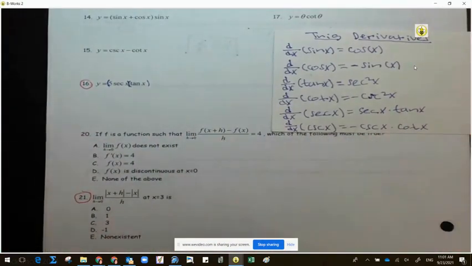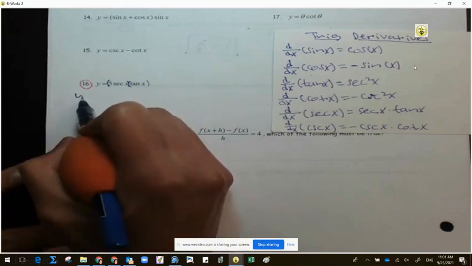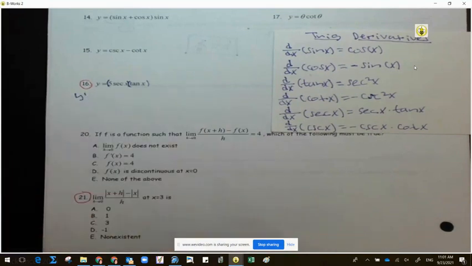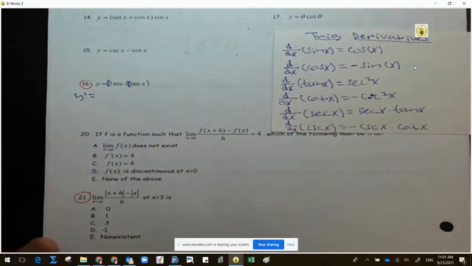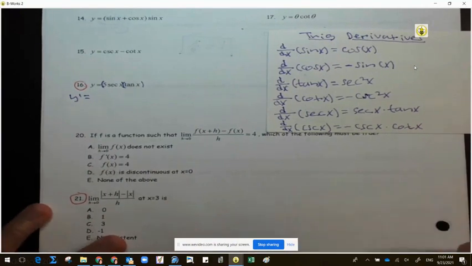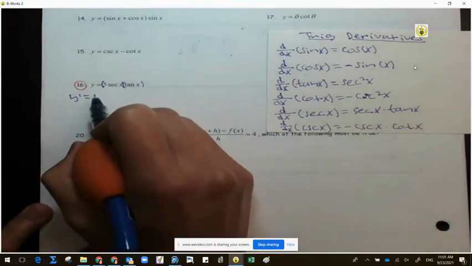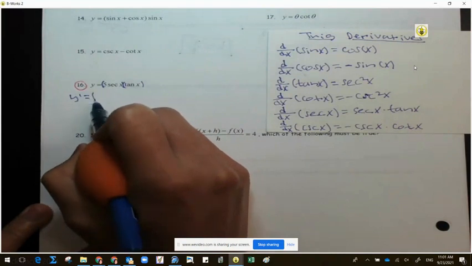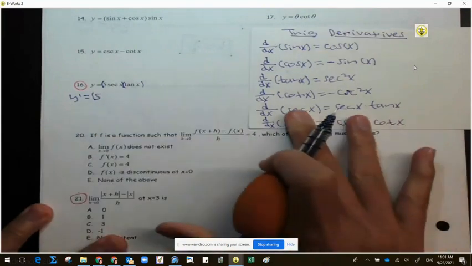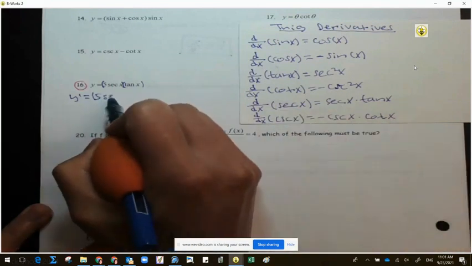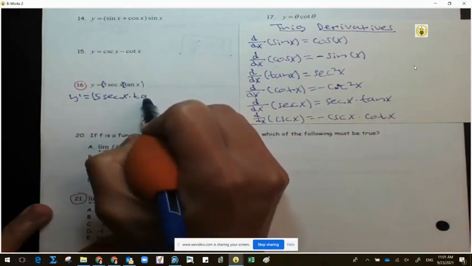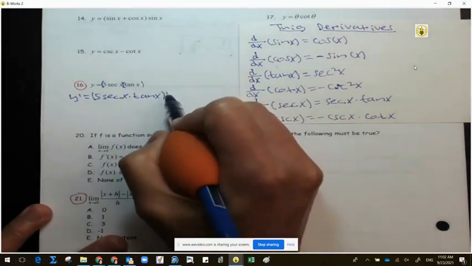Maybe right here. Okay, let's recall our rule. To find the derivative using product rule, do I derive the first one? Or do I derive the second one? Find the derivative of the first one. So 5 is our constant, or coefficient, so I'm going to leave that alone. The derivative of secant. When I derive the secant, I get secant tangent. Let's write that side by side. And then the second one we keep.